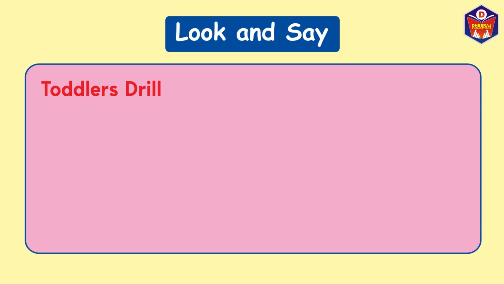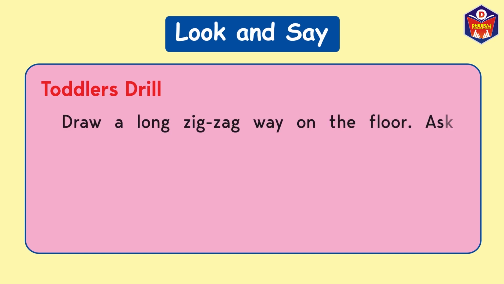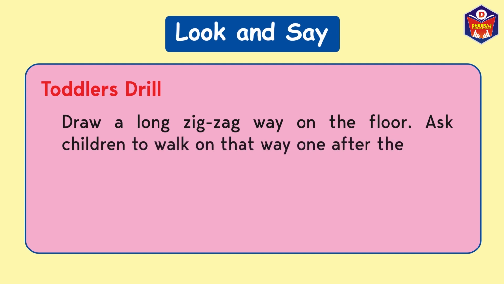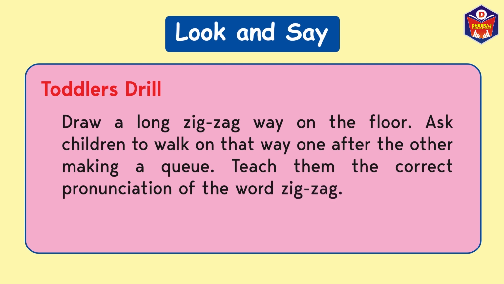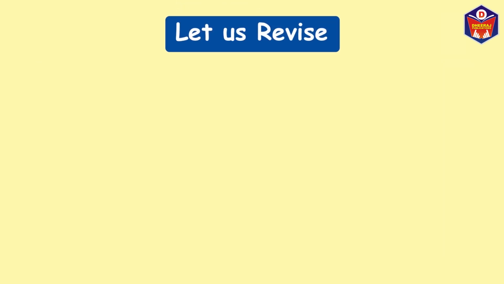Toddlers drill. Draw a long zigzag way on the floor. Ask children to walk on that way one after the other, making a queue. Teach them the correct pronunciation of the word zigzag. Let us revise.